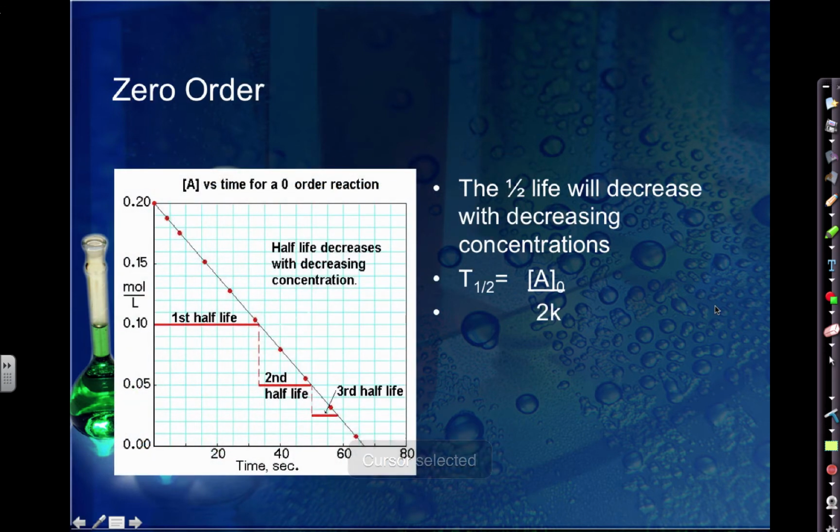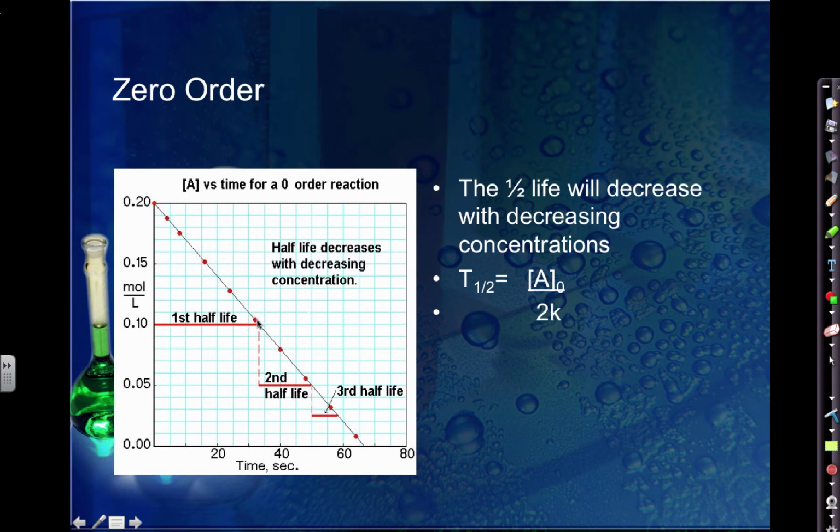So with a zero-order reaction, the half-life decreases with decreasing concentrations. As my concentration decreases, so does the time it takes for half of that substance to decrease. So the first half-life, after about 30 seconds or so, half of the substance disappeared or decayed. So right here, it takes me about 30 seconds for half of it.